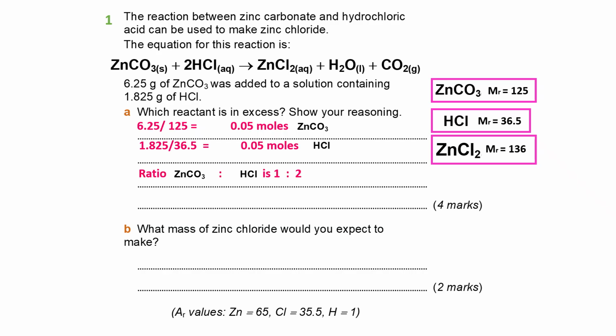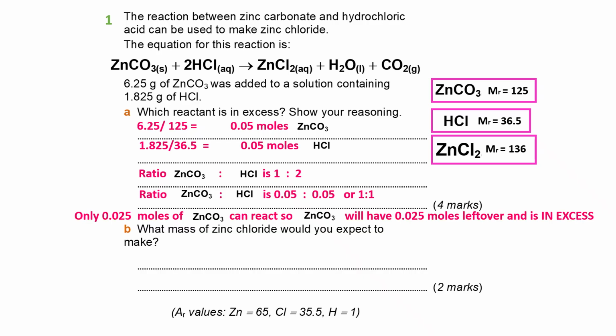However, the ratio of zinc carbonate to hydrochloric acid is 1 to 2. You don't have 1 to 2. You've worked out 0.05 to 0.05, which is basically 1 to 1. And only 0.025 moles of zinc carbonate can react with 0.05 moles of HCl. So you will have 0.025 moles left over, and zinc carbonate is in excess.